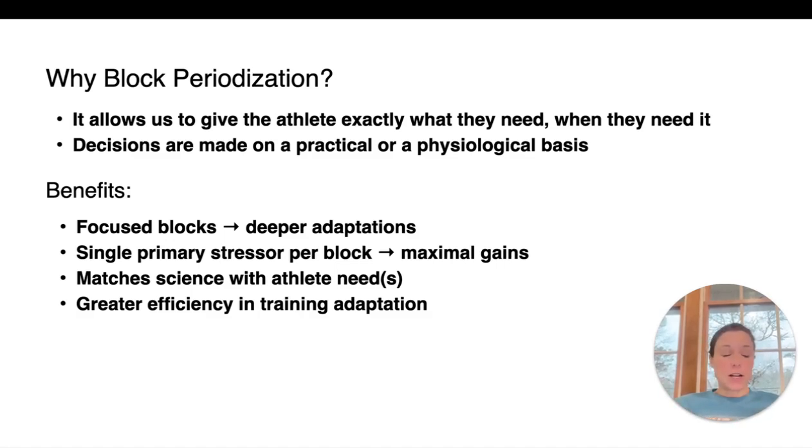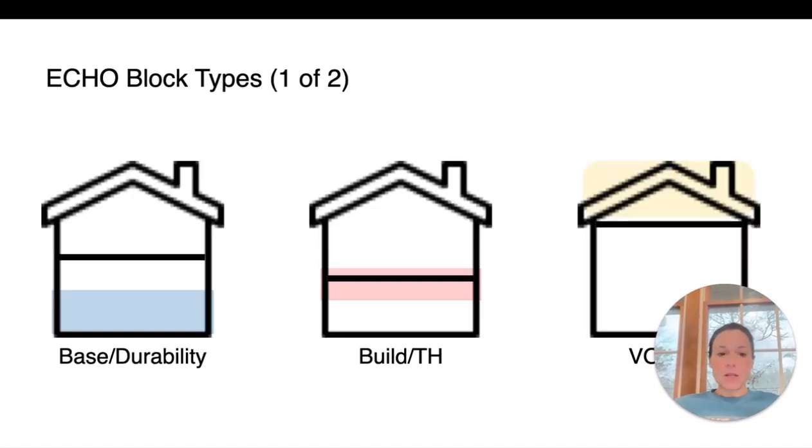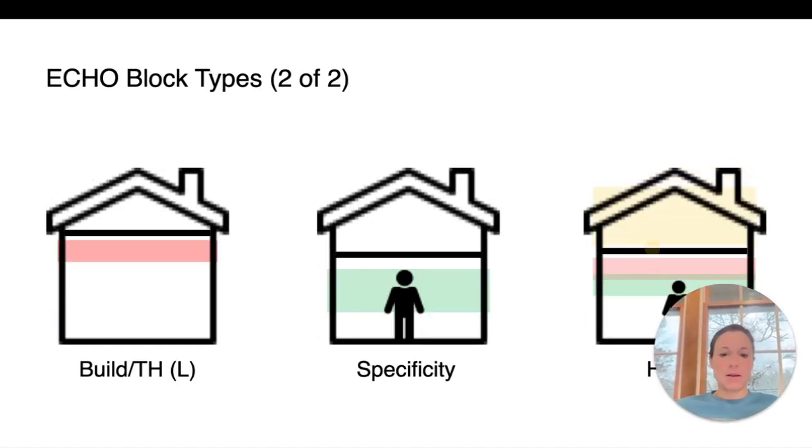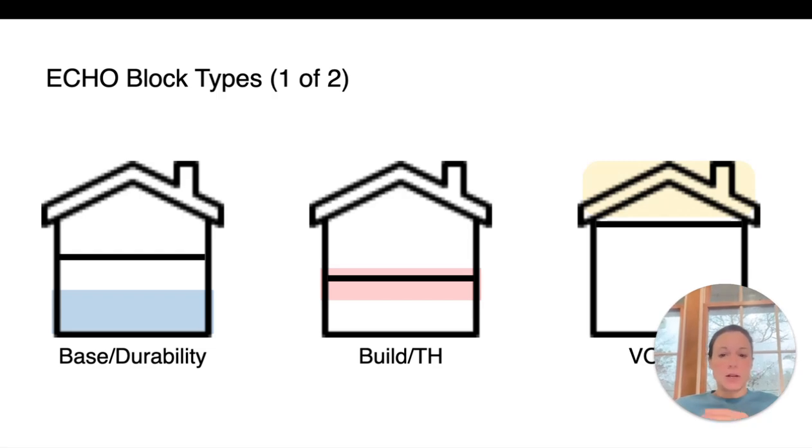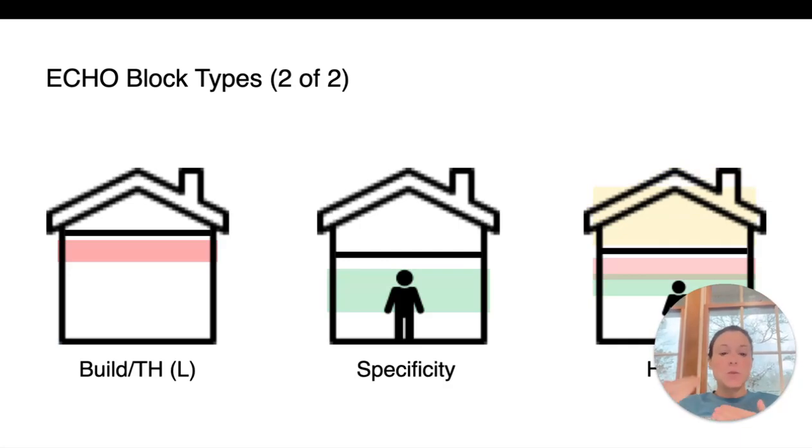efficiency and training adaptation. So the three different block types that we have, so there's a few. You've got to think of your body as a house, basically. So the bottom is your base and your durability. Above that becomes your build and threshold. At the very, very top that creates the ceiling of the house or the roof of the house is your VO2 max. The other one that is in between all this is your build threshold that's a little bit longer than the normal build threshold, so it's right up at that critical power. A very specific block, which could be actually race-specific paces and powers.